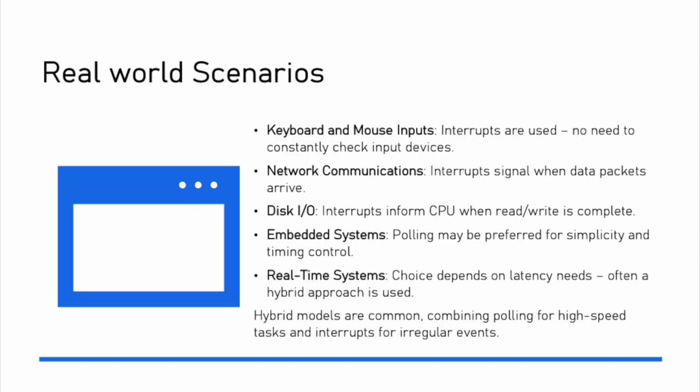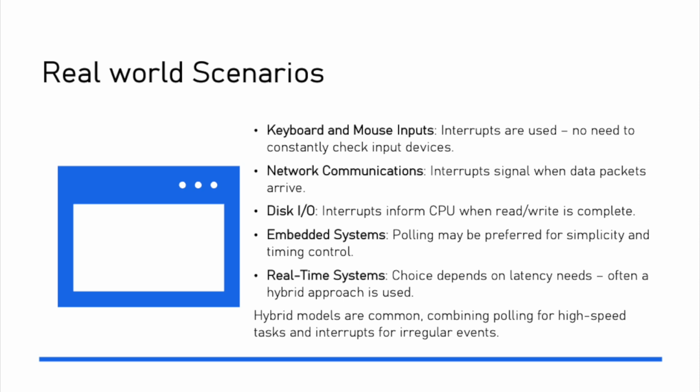Now, of course, these are used in real world settings, and we need to know how they impact keyboard and mouse inputs, network communications, disk input and output operations, embedded systems, and real time systems. Now, in keyboard and mouse inputs, interrupts are typically used. So when a key is pressed or a mouse is moved, an interrupt signals the CPU to process the input right away. It provides a seamless experience to the user. Polling these devices would introduce lag and decrease user satisfaction as a result.